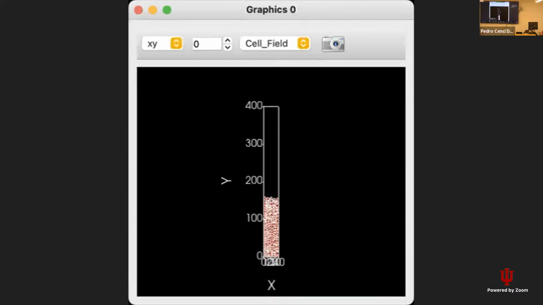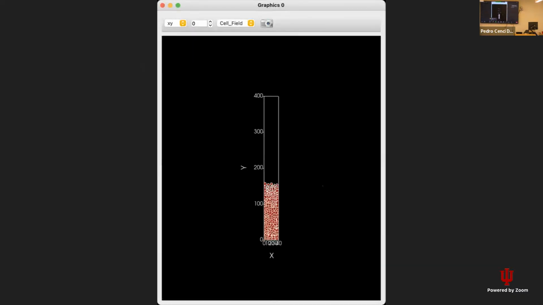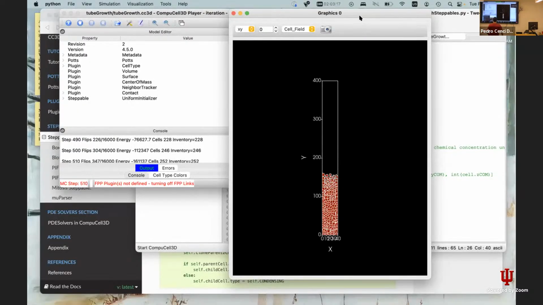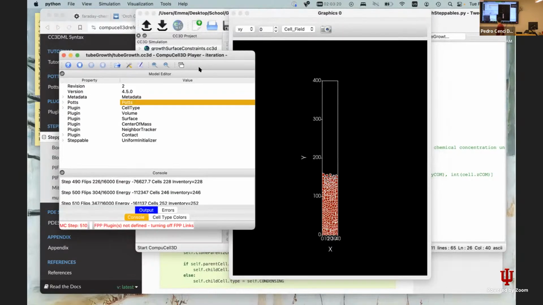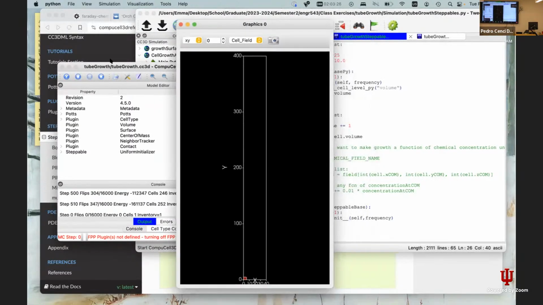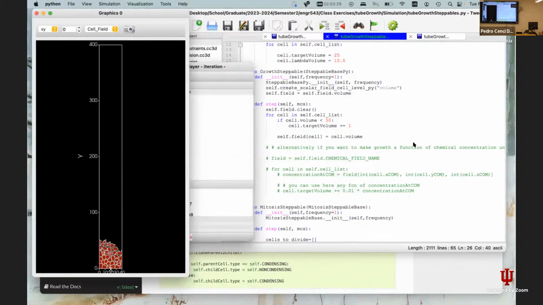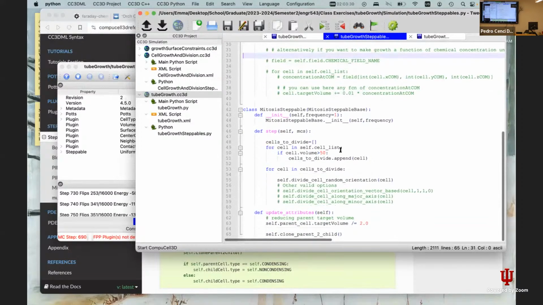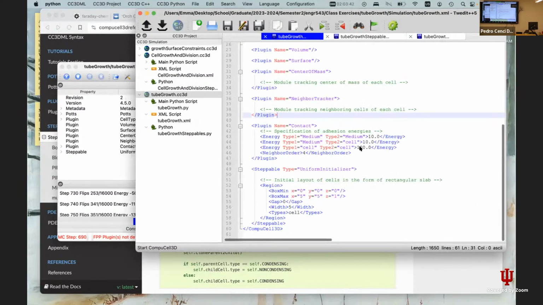Let me make this bigger. Yes, share the entire screen. You're sharing the CompuCell window. That's what it looks like at the beginning. Let's go to the XML and reset this contact energy. I want normal contact energy. Okay, 10. Okay, like normal people.